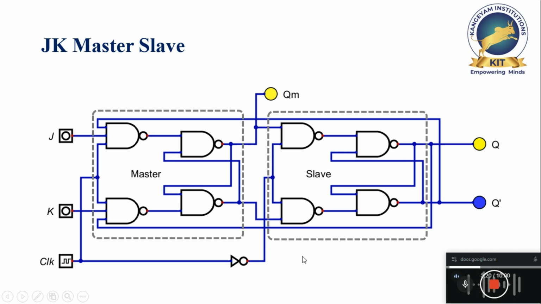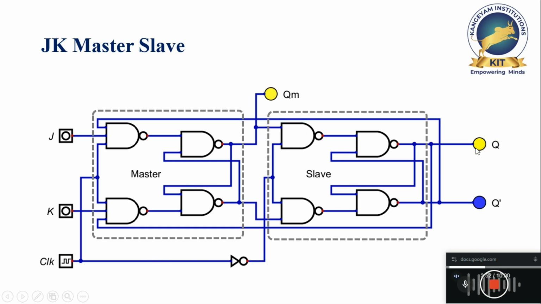Race around condition will come when all the inputs are 1, for example J, K and clock. If all three inputs are 1, the race around condition will come into picture. So here, if J, K and clock are all 1, this master will be active. We are not taking this master's output as a feedback input. It has been given as an input to the slave. So when the clock is 1, this slave will be inactive.